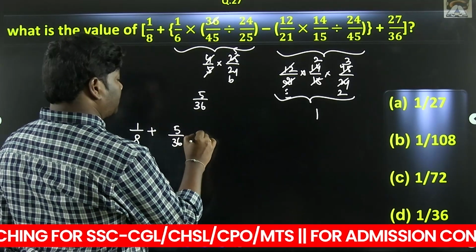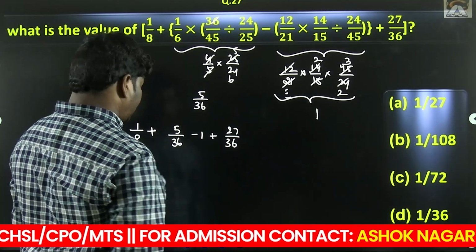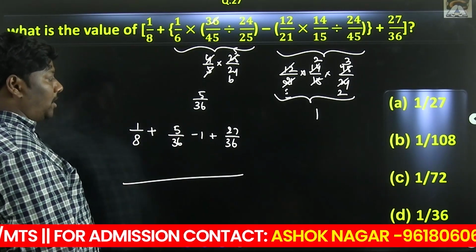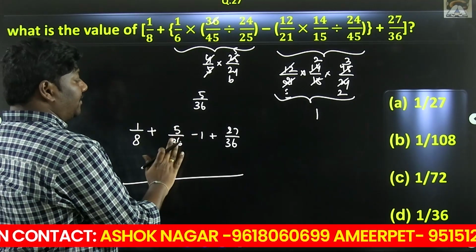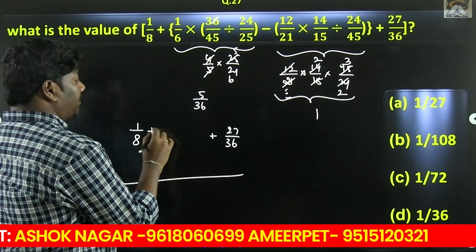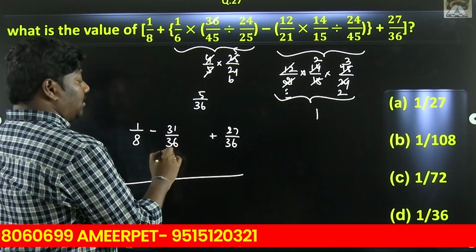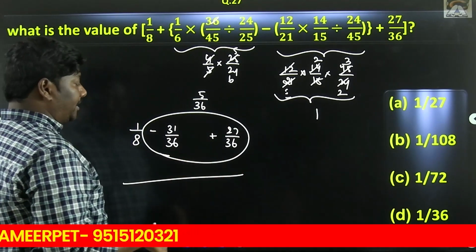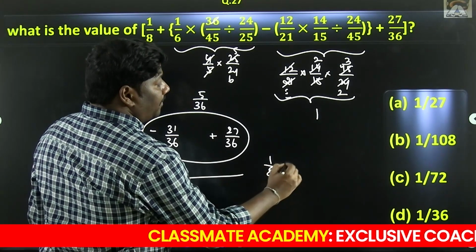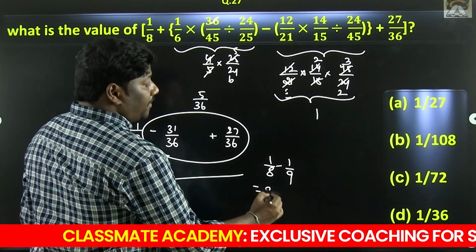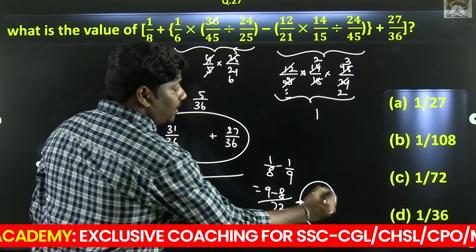minus 1 plus 27 by 36. You can take the LCM or else you can make it simple. Okay. What is 5 by 36 minus 1 is 31 by 36, you can write minus 31 by 36. And if you make it simple, this will be 4 by 36 or else 1 by 9. So 1 by 8 minus 1 by 9 you are left with, which is 9 minus 8 by 72. 1 out of 72 is your answer.